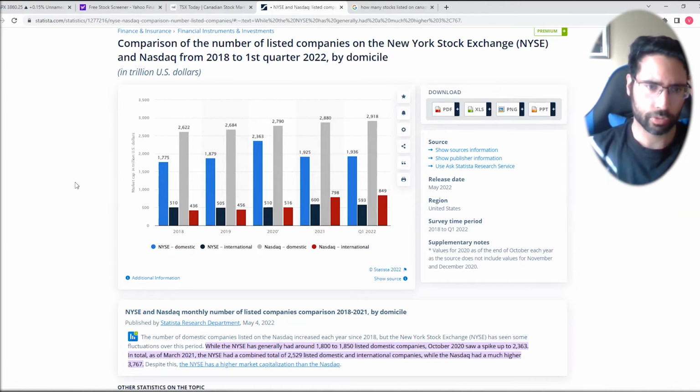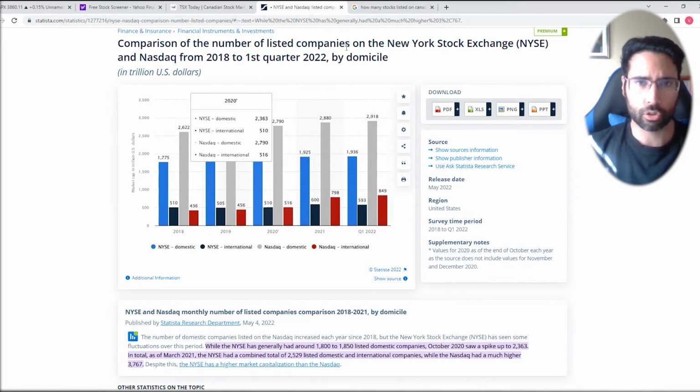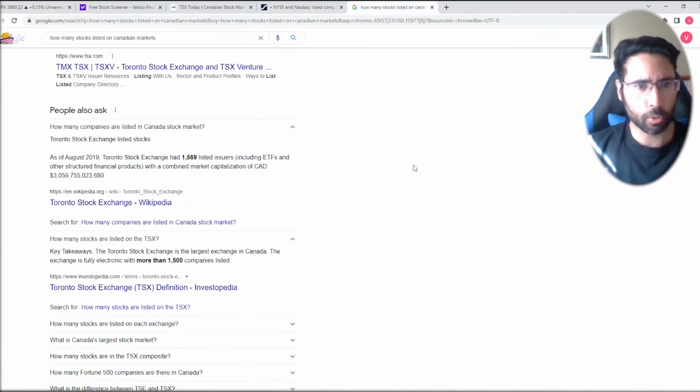From thousands of stocks to a good handful of stocks that you could watch and monitor that meet your criteria. The same goes for Toronto. There are thousands of stocks listed on the Canadian markets. You want to bring it down to a number that meets your criteria and that's manageable for trading.